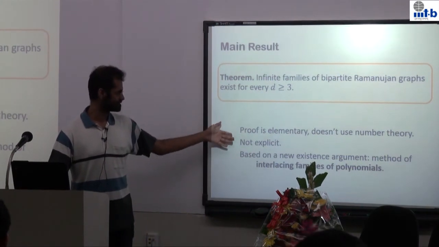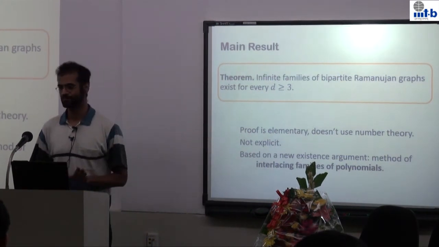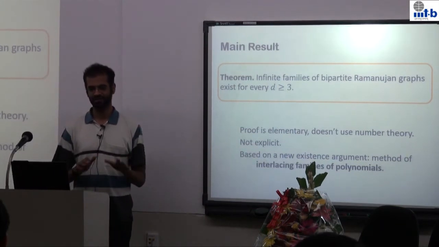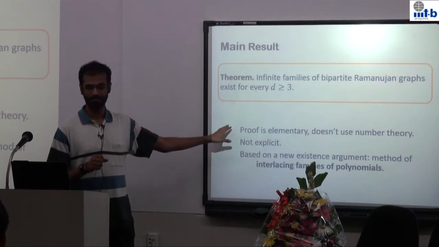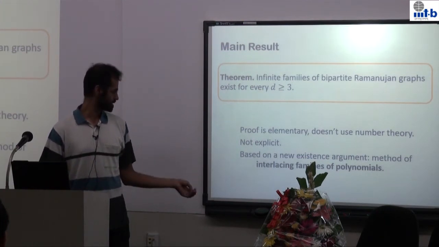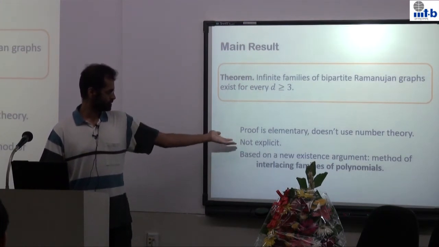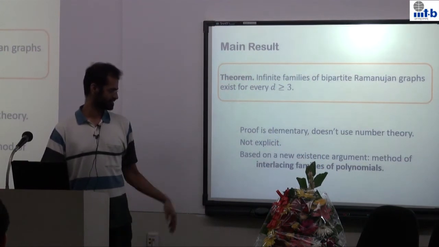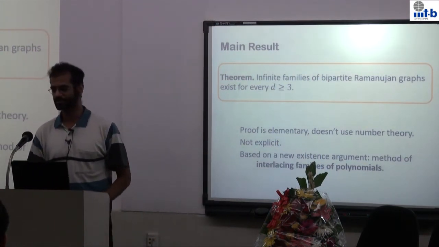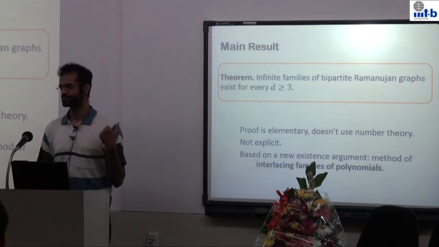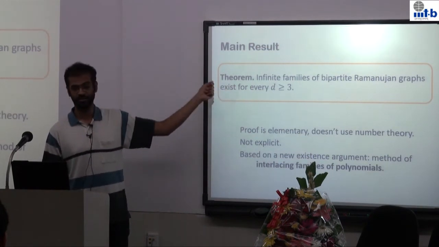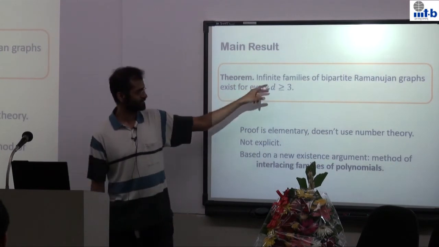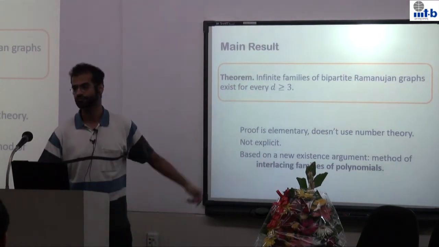But there are some caveats. It's not explicit. It's just an existence proof. The previous ones were very explicit Cayley graphs of some groups with some generators. This is not explicit. This just proves that they exist. And it's based on this new method that we developed called interlacing families, which I'll describe in a moment. Okay? So any questions about the result? Remember that bipartite means that you have a d and a minus d, and you're interested in everything else being at most 2 square root d minus 1.